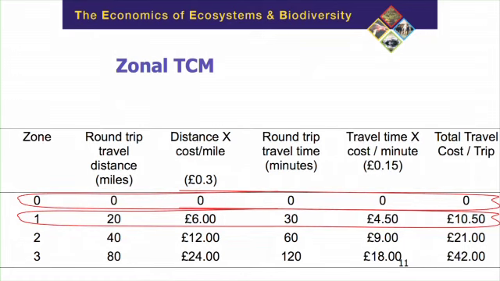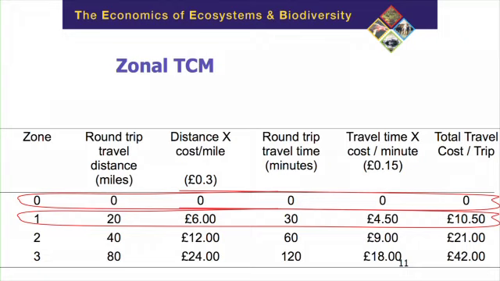So if we've got people in zone 0 who live in the site, in this model we're assuming there's 0 travel distance and time. If they live in the forest, they're not going to spend any money or time getting there, they're already there. And then for the people in the other zones, zone 1 and 3 and beyond, a basic way is just to make some very basic assumptions.